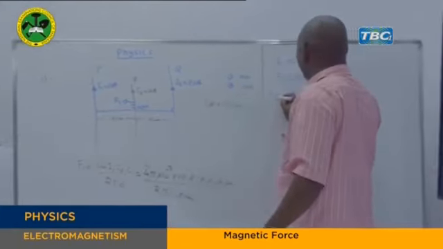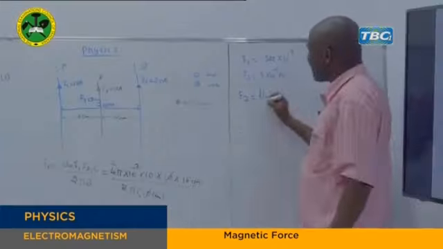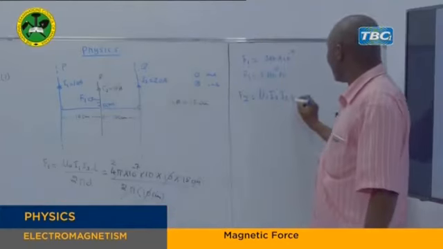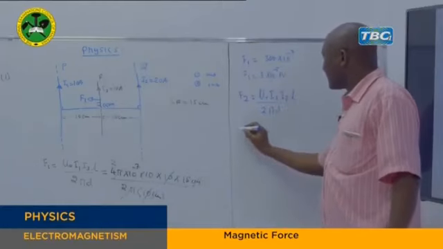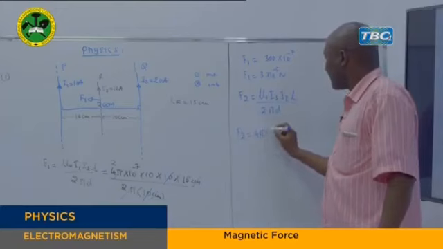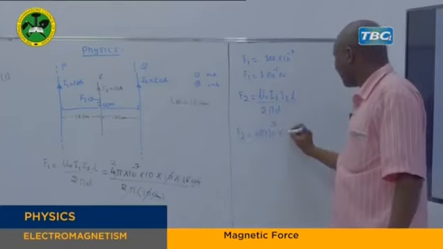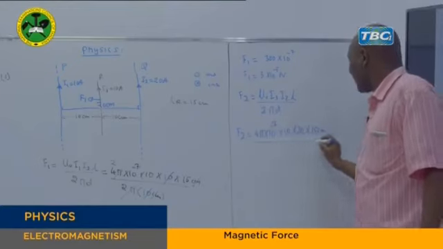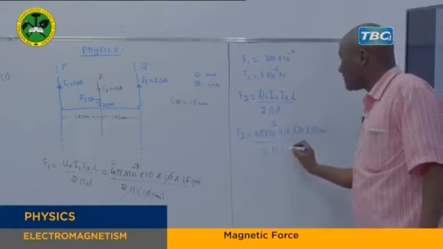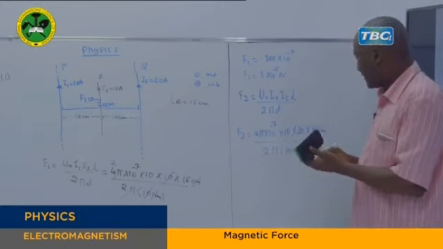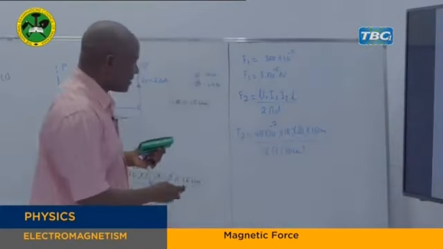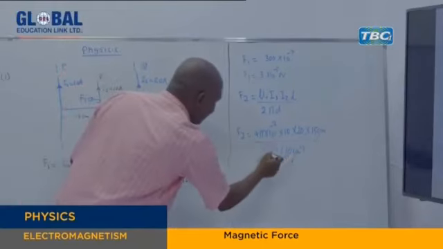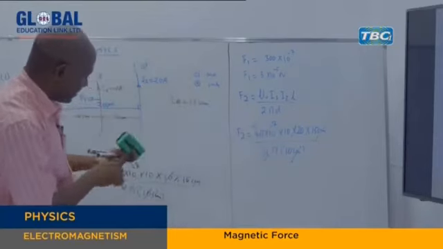Now, how do you find F2? F2 is the same as mu I3 I2 times the length, since you're looking for the force on R, over 2 pi D. And this equals 4 pi times 10 to the negative 7, I3 is 10, I2 is 20, the length again is 15, over 2 pi times the distance between them, which is 10. You can see there's some cancellation of the units here, and the 2 pi cancels out.